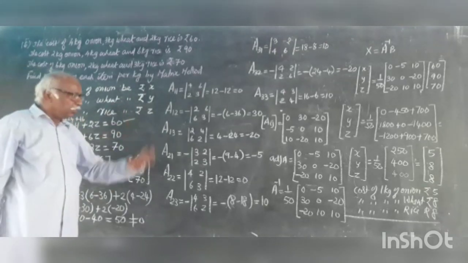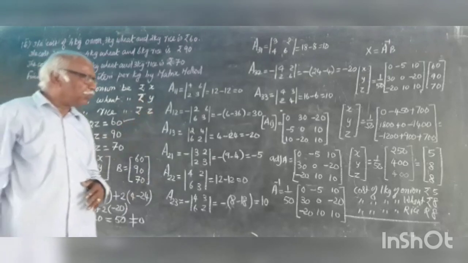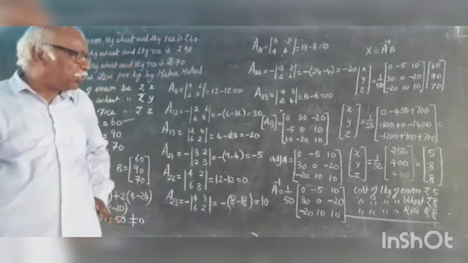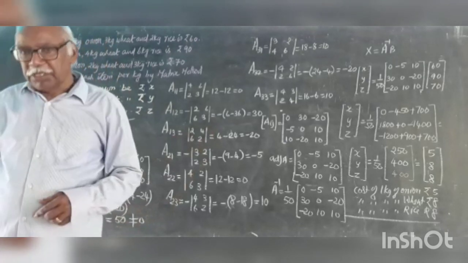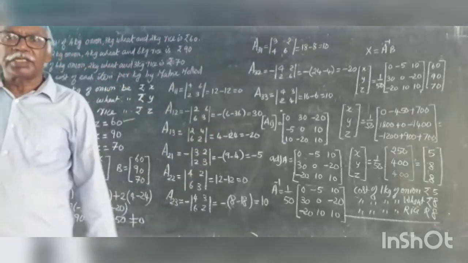That's all. The cost of 1 kg of onion is rupees 5. The cost of 1 kg of wheat is rupees 8. The cost of rice is rupees 8. Exercise 4.6 over.